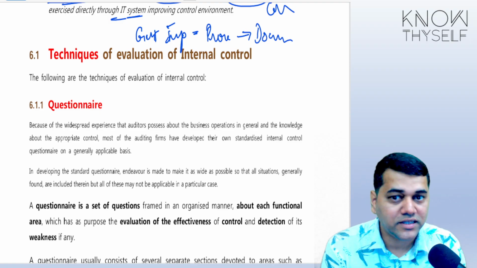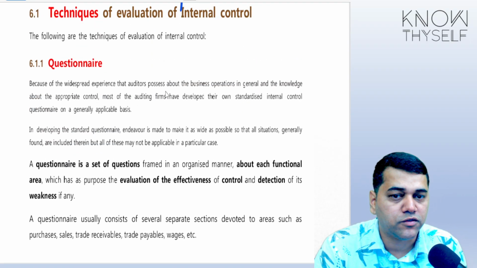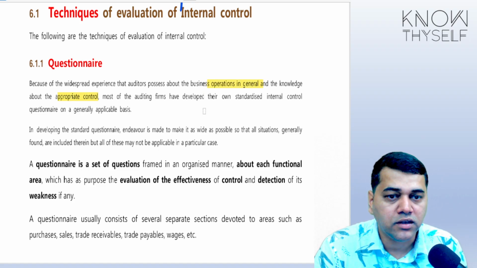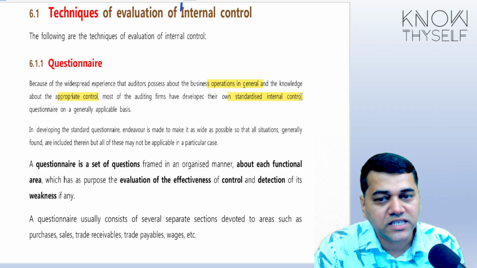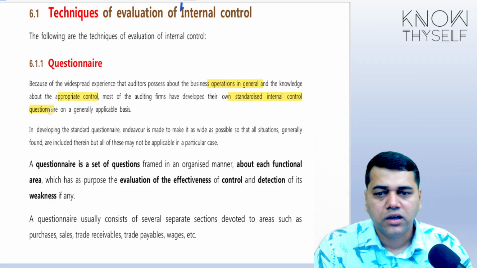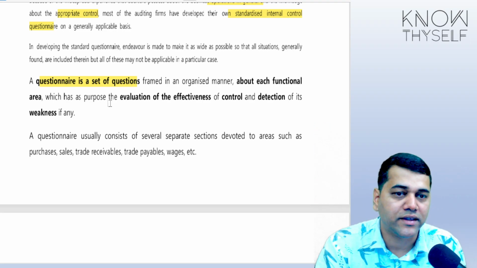Okay, let us see that. What is the technique of a questionnaire? Because of the widespread experience of the auditors, processes about the business operations, general knowledge, appropriate control, etc., they can develop their own standardized internal control questionnaires. So we can have our own. Now, what is a questionnaire? A questionnaire is a set of questions. It's a set of questions, just like I give you an example.